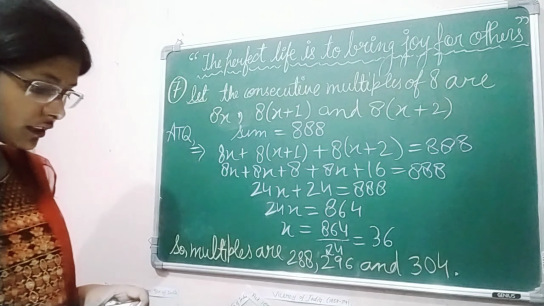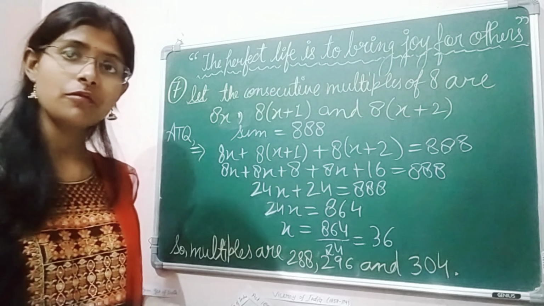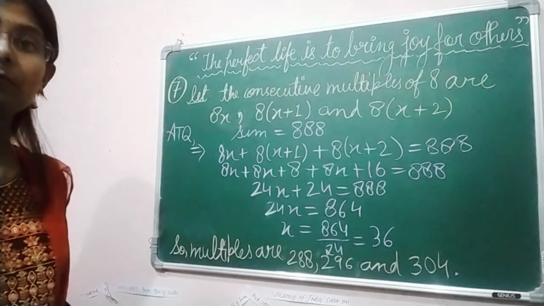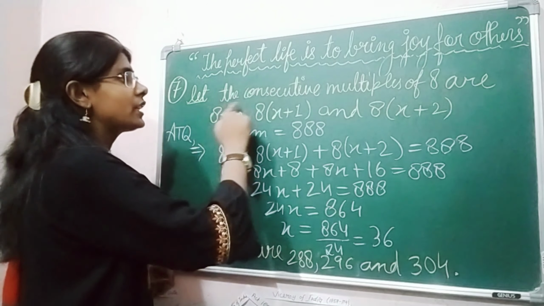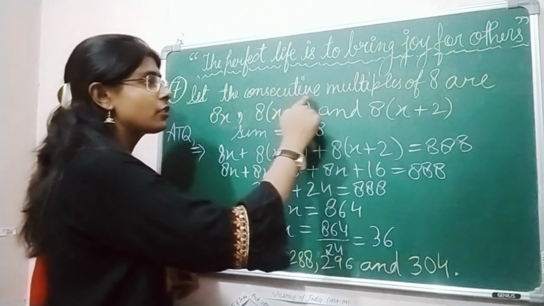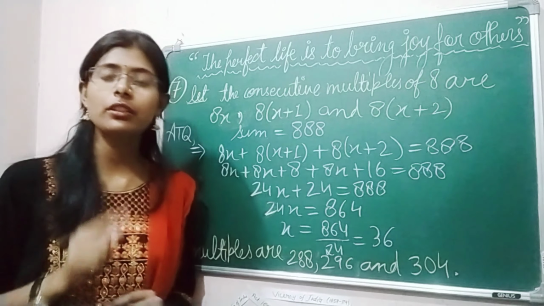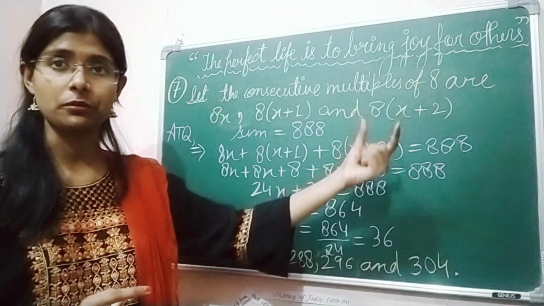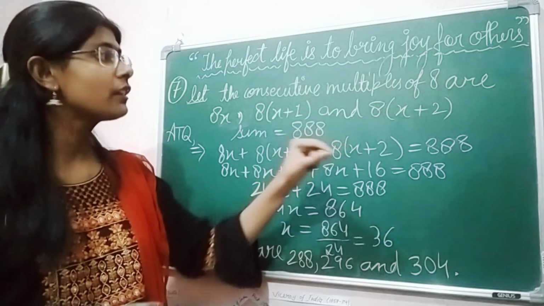The question is, the sum of 3 consecutive multiples of 8 is 888. So find the multiples. Here we have taken the consecutive multiples of 8 in the form of 8x, 8x plus 1 and 8x plus 2. Remember the last question, in the consecutive integers we took x, x plus 1 and x plus 2. Here they are specified as the multiples of 8. So we have simply multiplied by 8 to each of them. And the sum is 888.